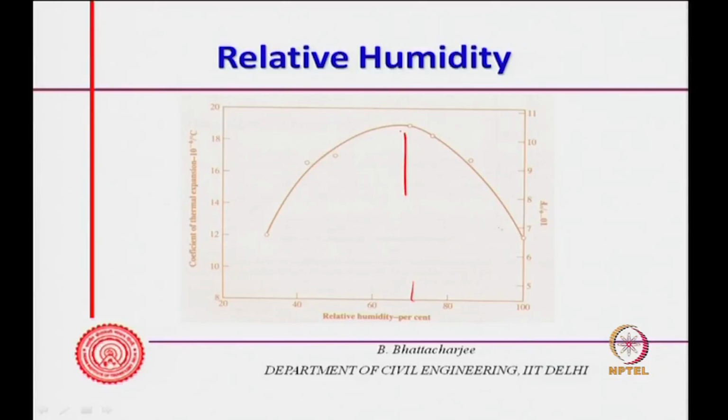Besides that, when the relative humidity is saturated, the stiffness of the system will also change, because as we discussed earlier, the absorbed water actually changes the properties of the gel itself. So, depending upon the relative humidity, the coefficient of expansion changes. It is actually observed that the coefficient of expansion is maximum at about 70% relative humidity.